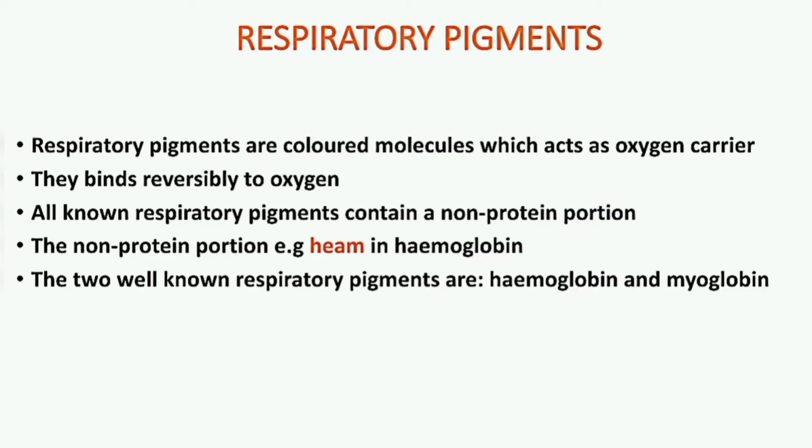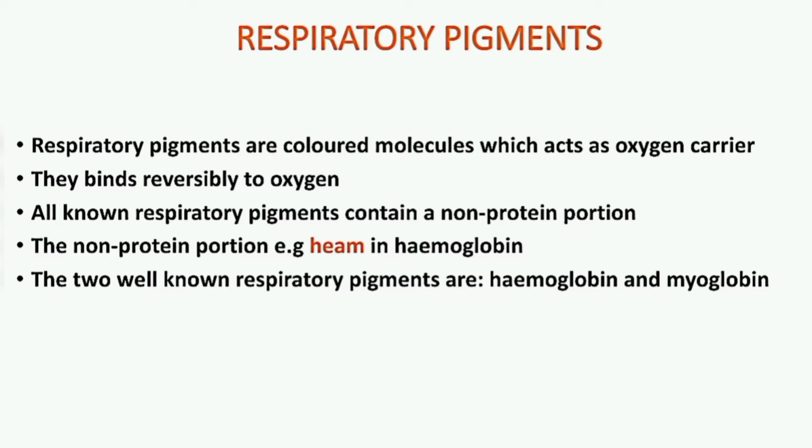Respiratory pigments are colored molecules, meaning they are not transparent but fully colored, and they act as oxygen carriers. Oxygen carrier means that the respiratory pigment attaches oxygen to itself and carries it throughout the body. They bind to oxygen reversibly. Reversibly means that they attach oxygen when the condition requires it, and when the condition is fulfilled they release the oxygen. So they can attach and release oxygen whenever needed.